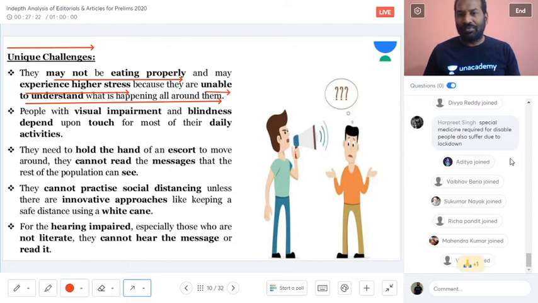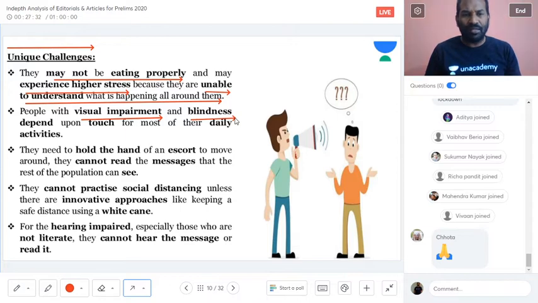Special medicine required for disabled people also suffers due to lockdown. Yes. And people with visual impairment and blindness, if you look at them, are totally dependent upon touch for most of their daily activity.